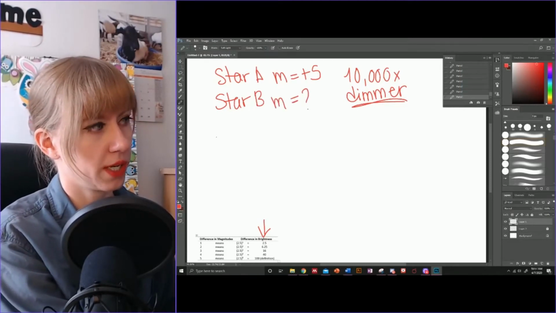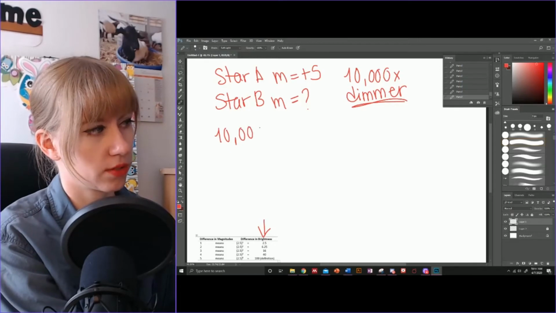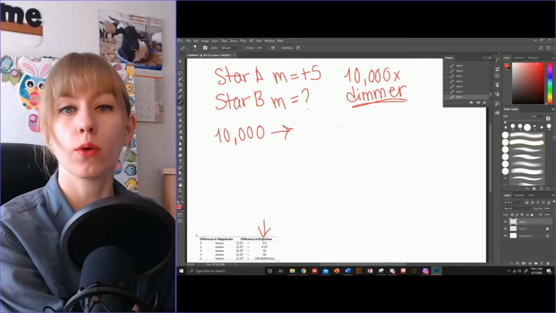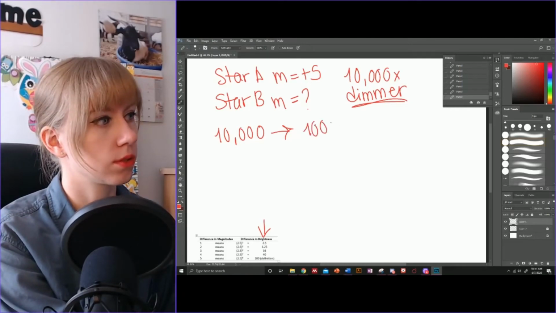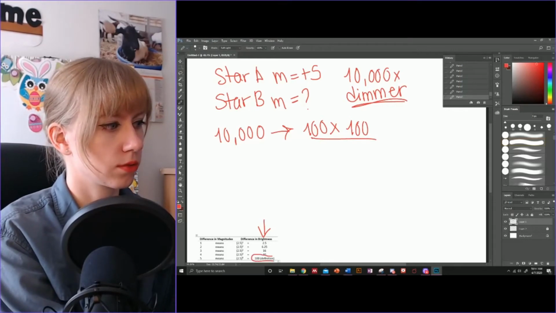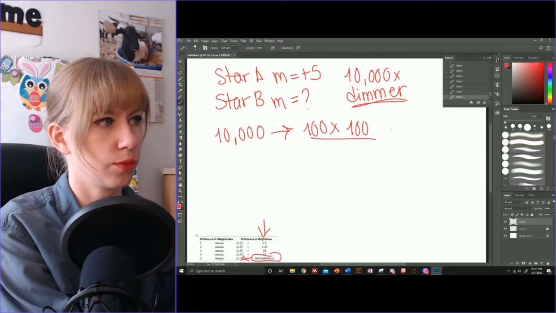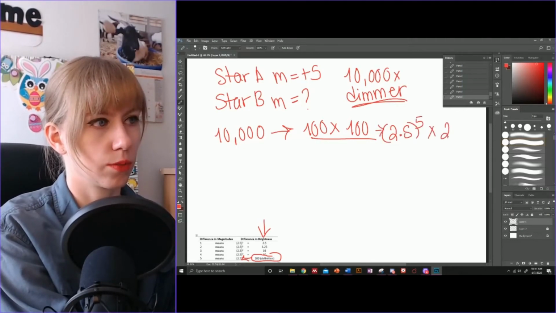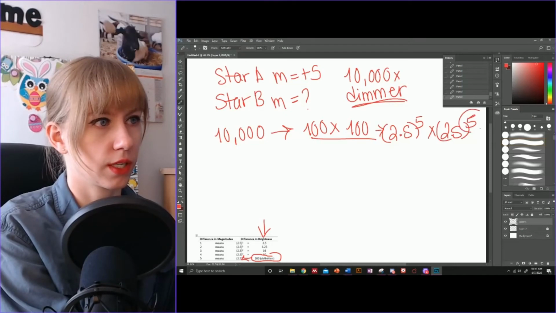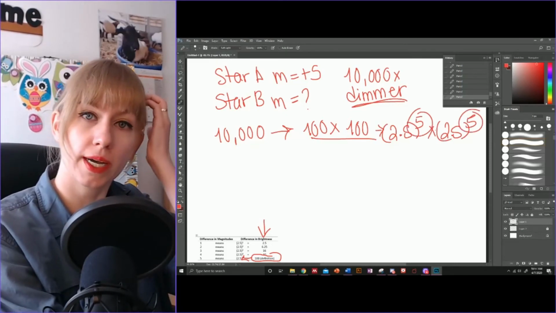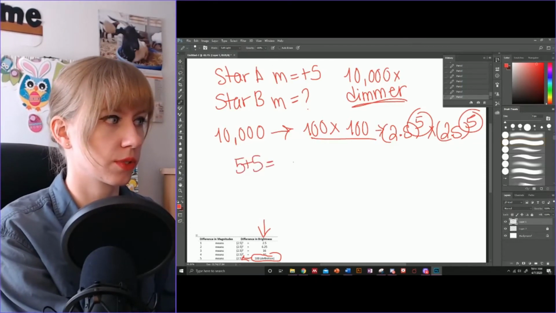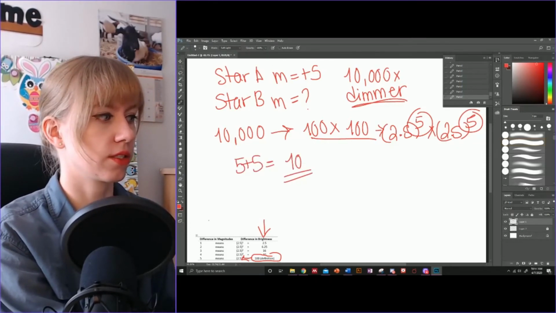In order to do this, we have to break 10,000 down into two parts. What times what is 10,000? 100 times 100. Well, that's on our chart. That means we are going to have 2.5 to the 5th times 2.5 to the 5th. That means we have 5 twice. And what happens when you multiply exponents? You add them. 5 plus 5 is equal to 10. In this case, that is our difference in brightness.